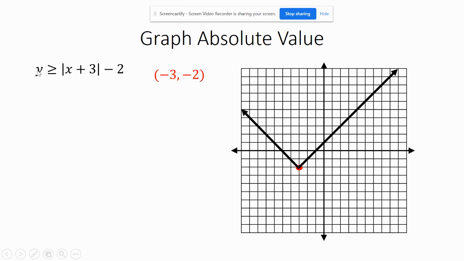Now what I'm going to do is this here. See this y greater than or equal to? It has a bar underneath of it. If there's a bar underneath of it, that means the line is actually part of the solution, so it's going to stay a solid line.